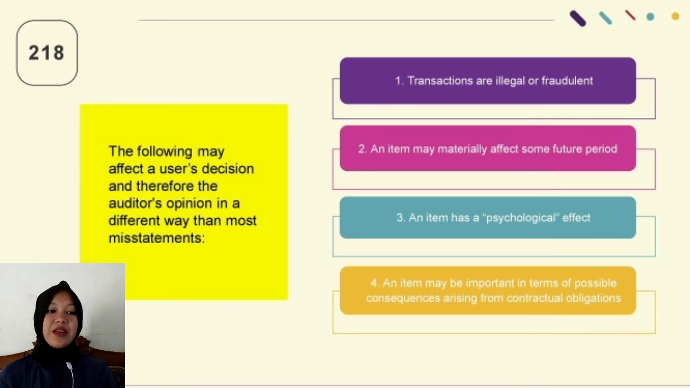The third, an item has a psychological effect. What is an example of a psychological impact? For example, the item changes a small loss to a small profit, maintains a trend of increasing earnings, or allows earnings to exceed analysts' expectations. And the last is an item that may be important in terms of possible consequences arising from contractual obligations. For example, the effect of failure to comply with a debt restriction may result in a material loan being called.